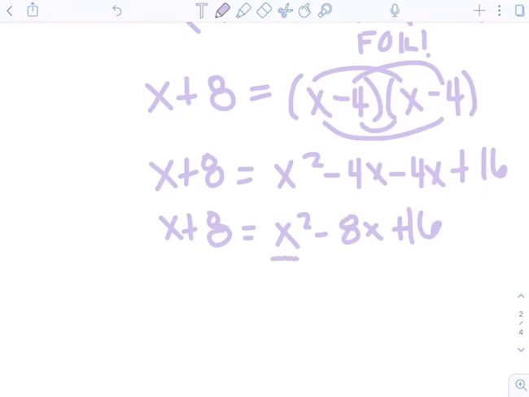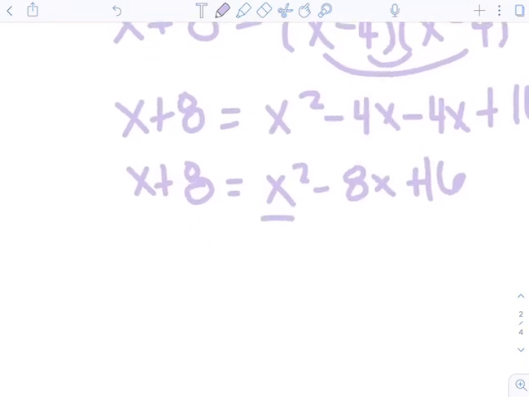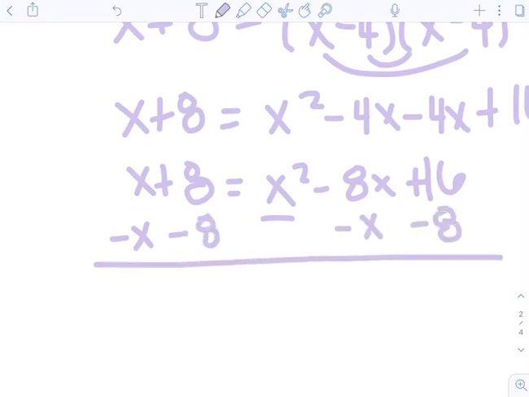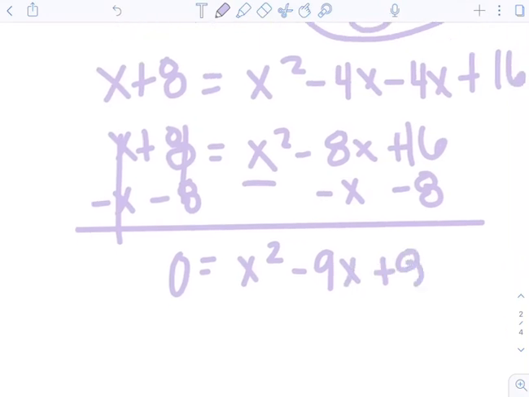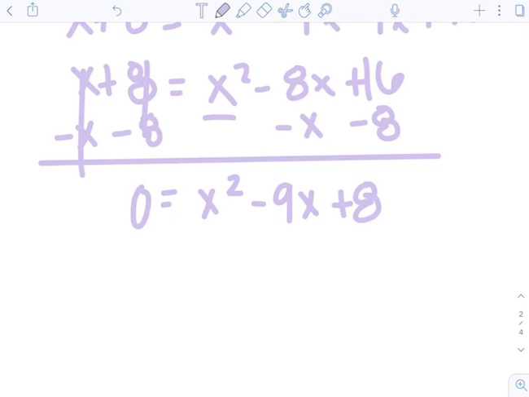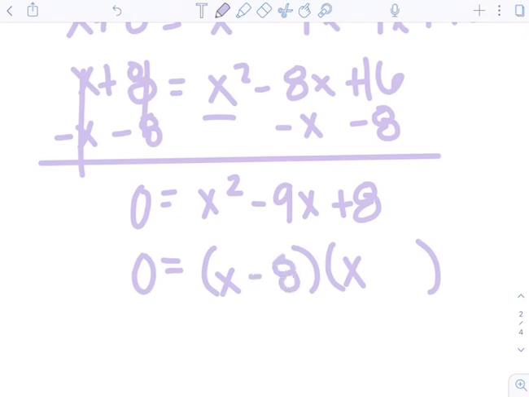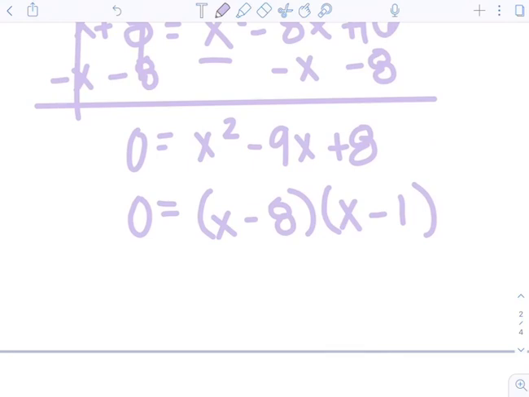Okay, I have a variable squared. That means I'm going to be solving by factoring. So I have to bring everything over and set it equal to 0. When you're bringing everything over, make sure you're combining your like terms on the other side. So I have 0 equals x squared minus 9x plus 8. Okay, now I'm going to factor that side of the equation. So I know I get x and x in the front. It's got to multiply to be positive 8, but add to be negative 9. That's negative 8 and negative 1.